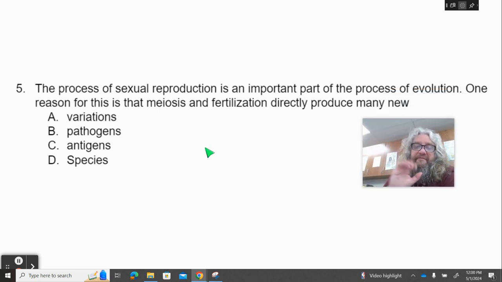Number 5, the process of sexual reproduction is an important part of the process of evolution. One reason for this is that meiosis and fertilization directly produce many new A, variations, B, pathogens, C, antigens, D, species.